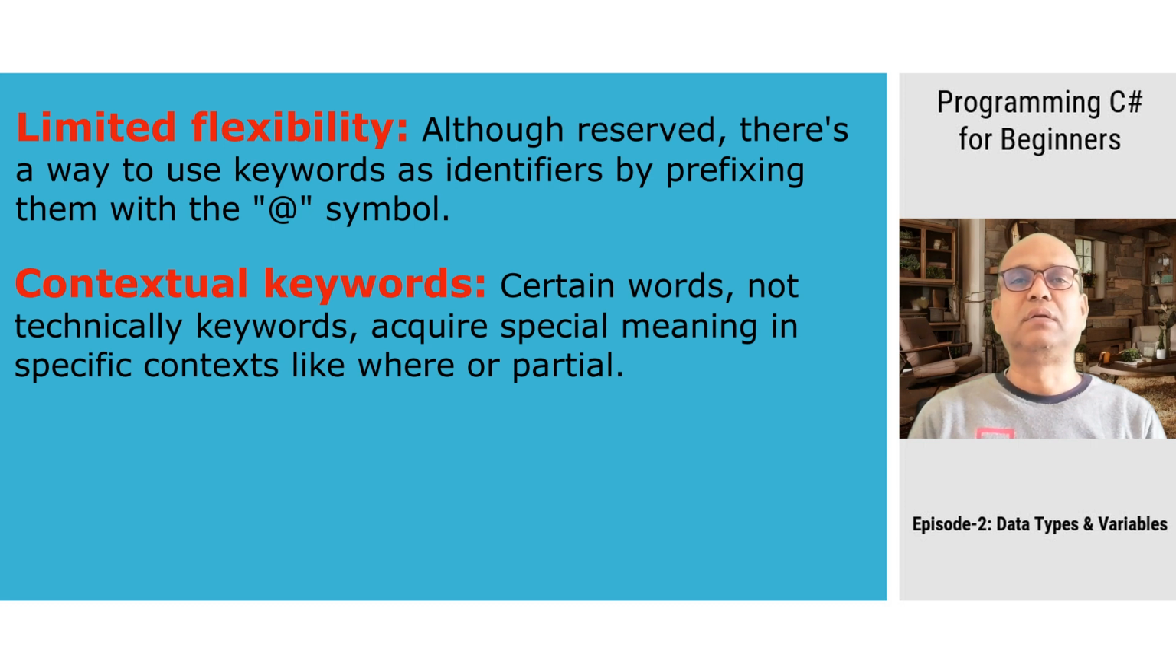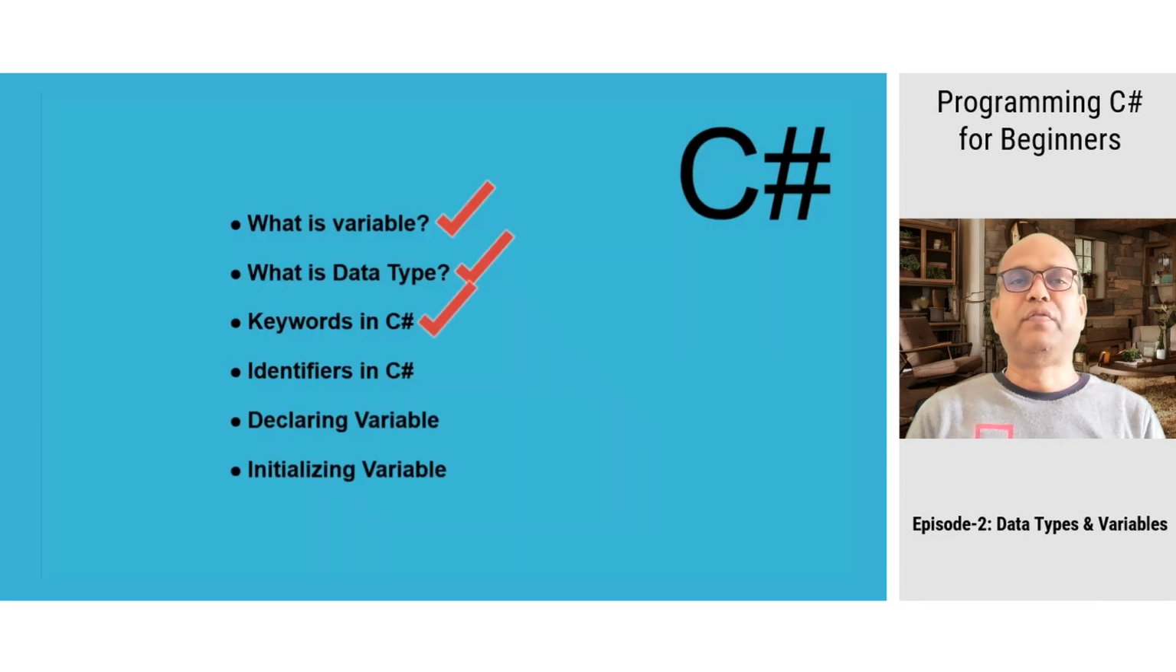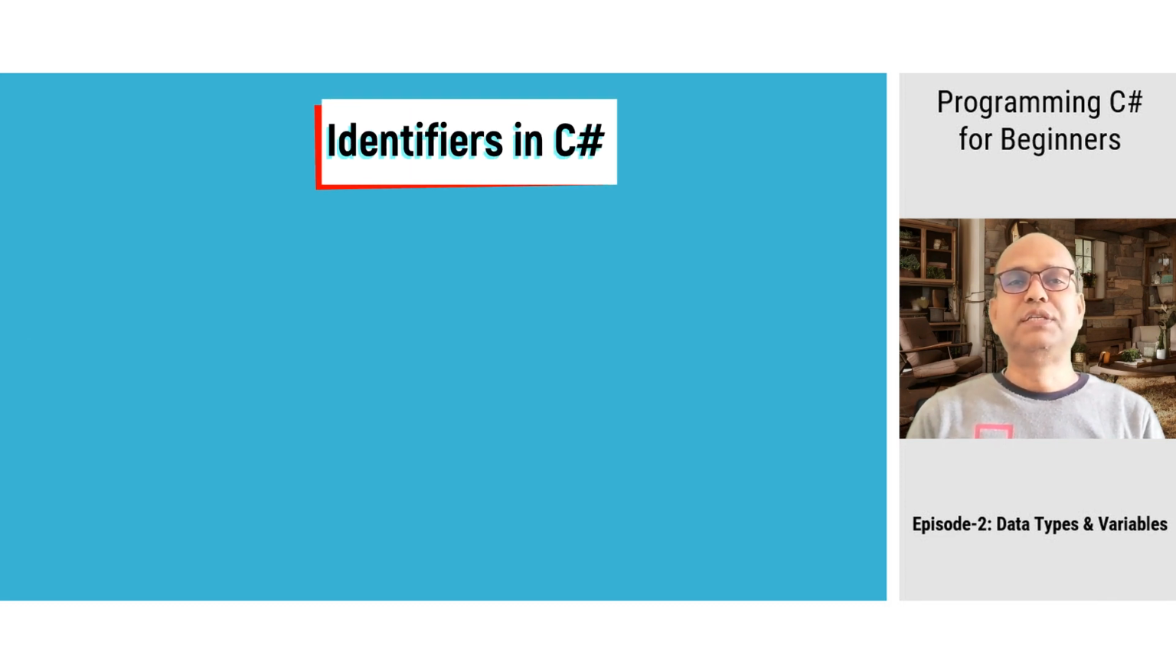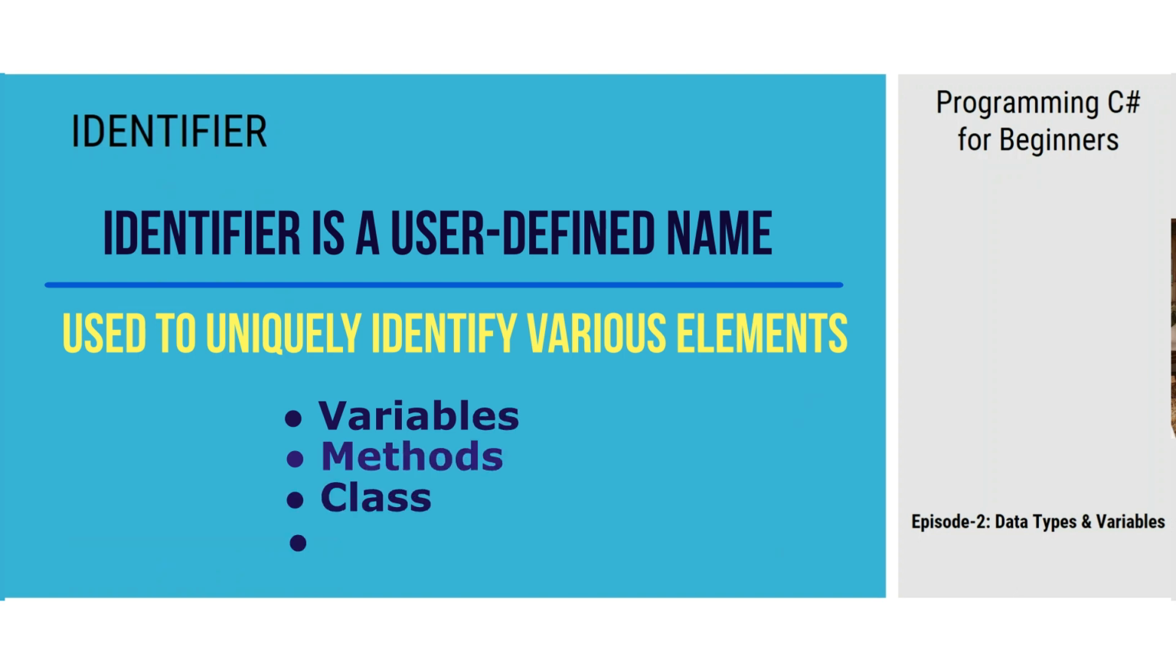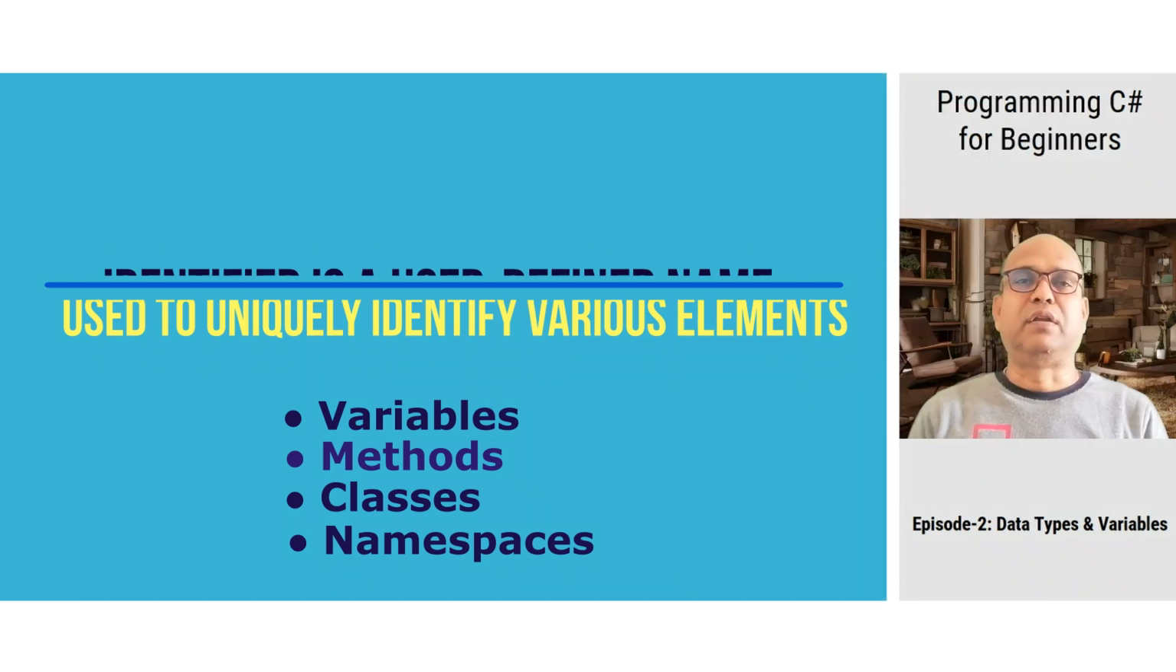So it's clear that understanding keywords is very essential for anyone learning or working with C#. Identifiers in C#. In C#, an identifier is a user-defined name that's used to uniquely identify various elements within your code, such as variables, methods, classes, namespaces, and more. It's like giving a distinct label to each part of your program so the compiler can understand and manage them correctly. Here are the key rules and conventions for creating valid identifiers in C#. We can follow these rules when creating an identifier.